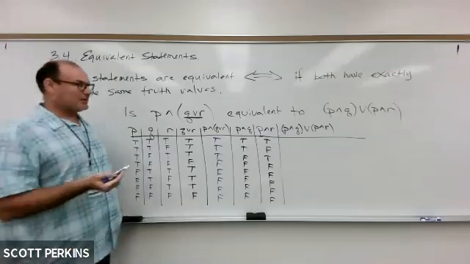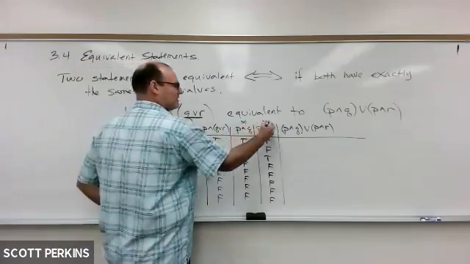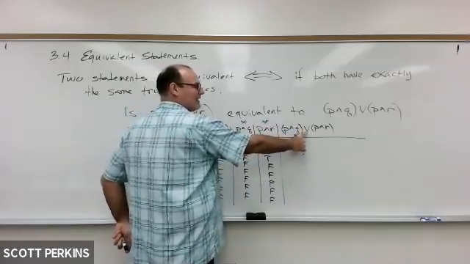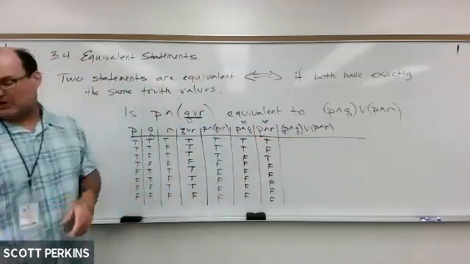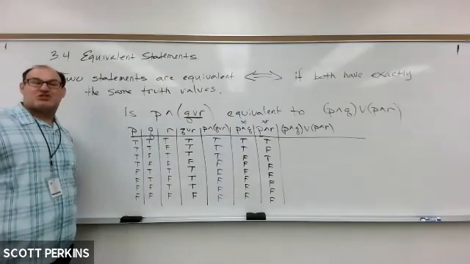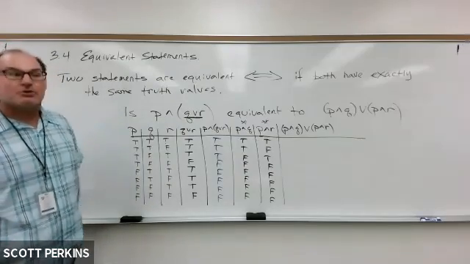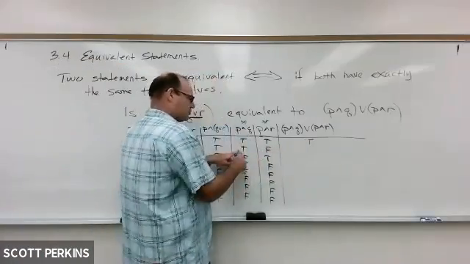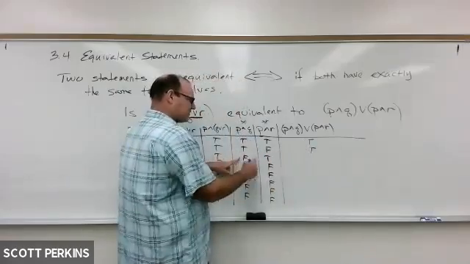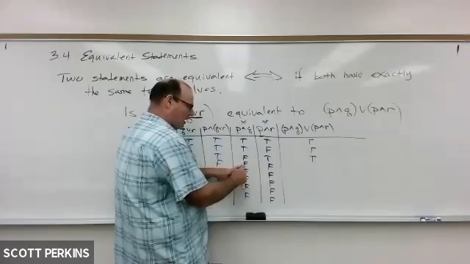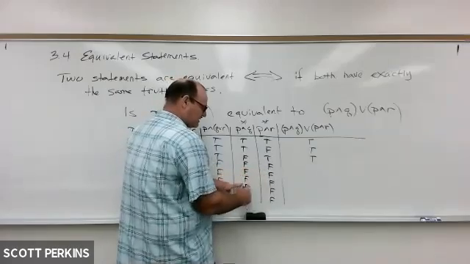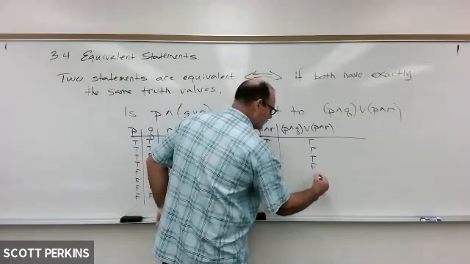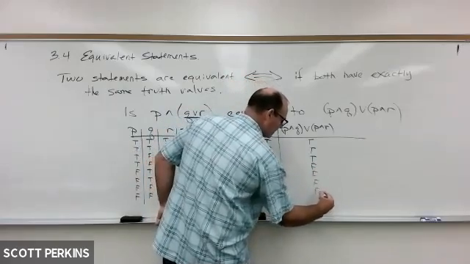And so now I'm going to take this column right here and this column, and this time I'm combining them with the or statement, the disjunction. And because it's the disjunction, only one of them has to be true for the statement to be true. So true or true, true or false, false or true. And then all the last ones are false or false. So that means the last ones are all false.